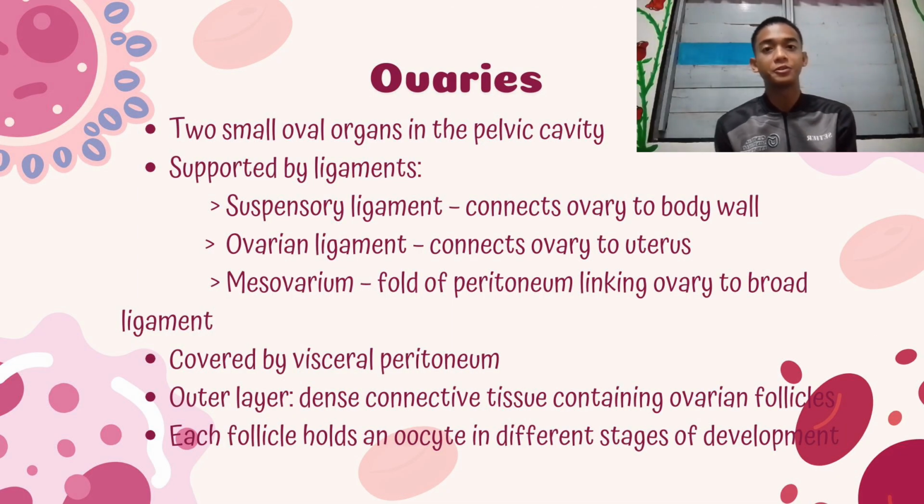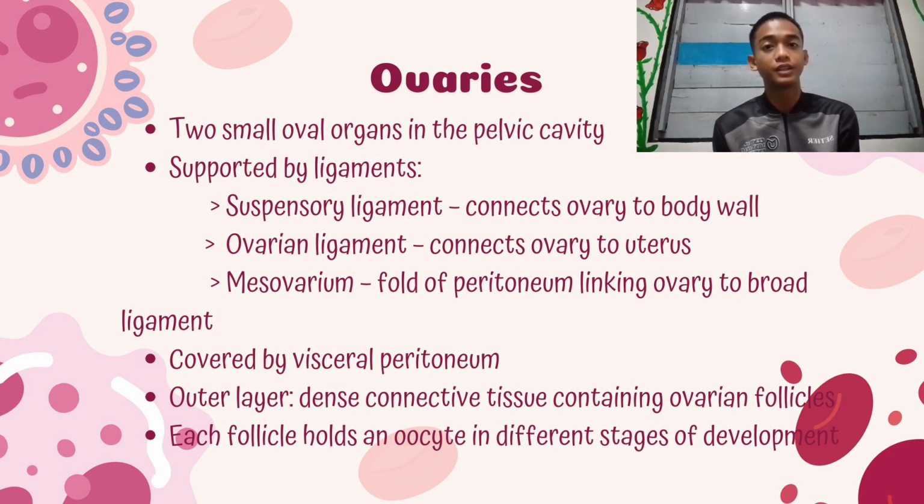Now let's talk about ovaries. Ovaries are two small oval organs in the pelvic cavity. These are suspended by ligaments, and here we have three kinds of ligaments. We have the suspensory ligament, which connects the ovary directly to the body wall, and another is the ovarian ligament, which connects the ovary to the uterus. And lastly, we have the mesovarium ligament. This is a fold of peritoneum that links the ovary to the broad ligament.